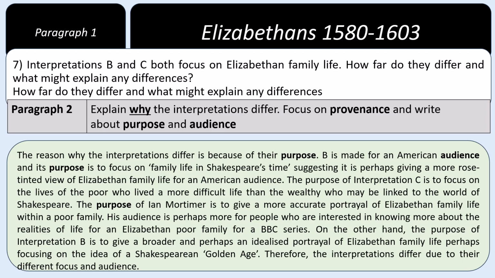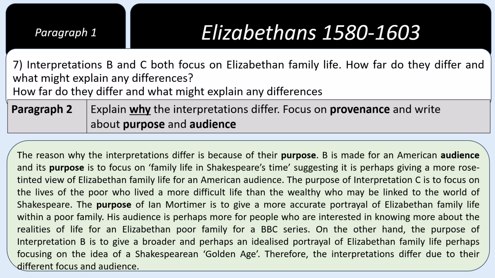The purpose of Ian Mortimer is to give a more accurate portrayal of Elizabethan family life within a poor family. His audience is perhaps more for people who are interested in knowing more about the realities of life in an Elizabethan poor family for a BBC series. On the other hand, the purpose of interpretation B is to give a broader and perhaps an idealised portrayal of Elizabethan family life, perhaps focusing on the idea of a Shakespearean golden age. Therefore, the interpretations differ due to their different focus and audience.